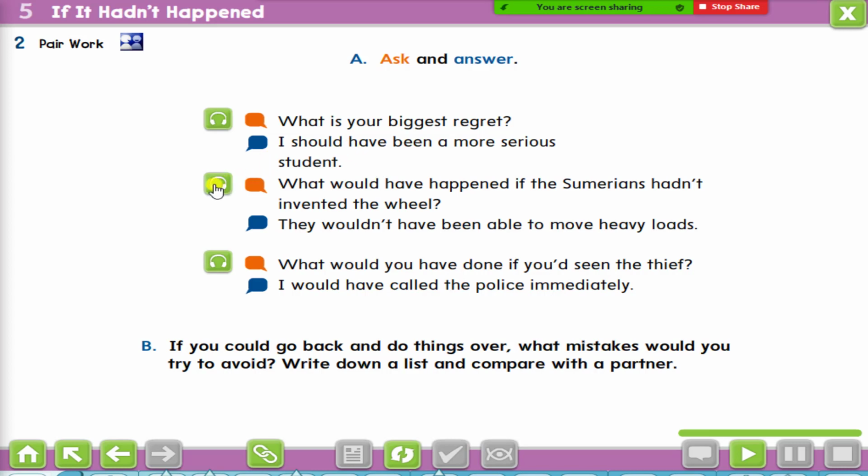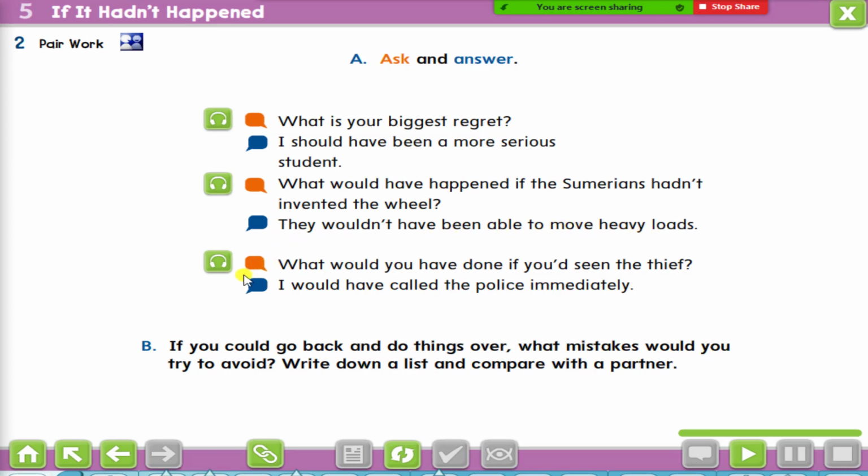Listen to the second one. What would have happened if the Sumerians hadn't invented the wheel? They wouldn't have been able to move heavy loads. Okay, Anas and Ahmad Nasir. Yes, Anas, start. What would have happened if the Sumerians hadn't invented the wheel? Yes, Ahmad. They wouldn't have been able to move heavy loads. Thank you, Ahmad. Thank you, Anas.